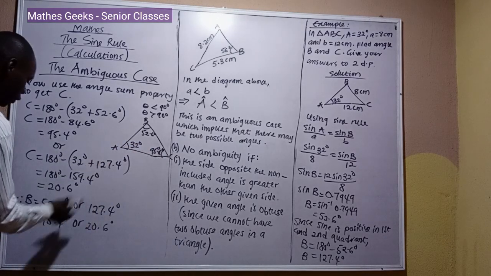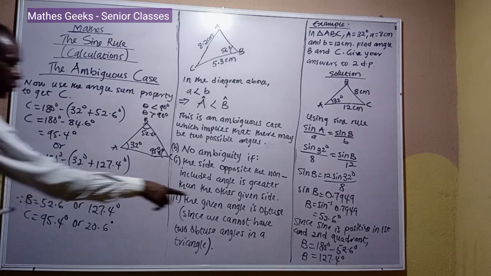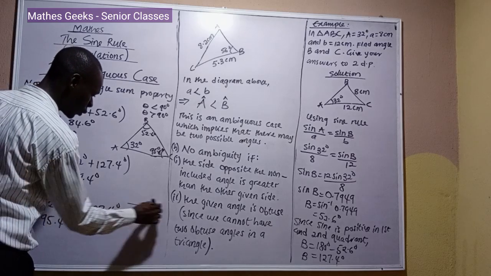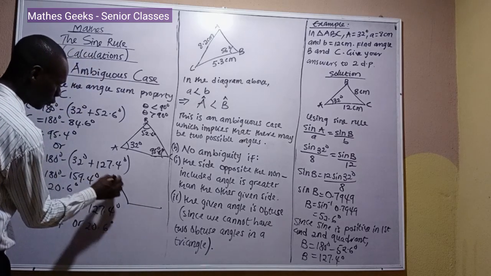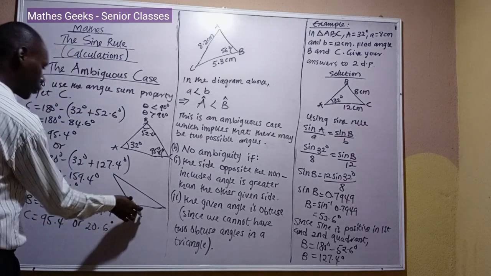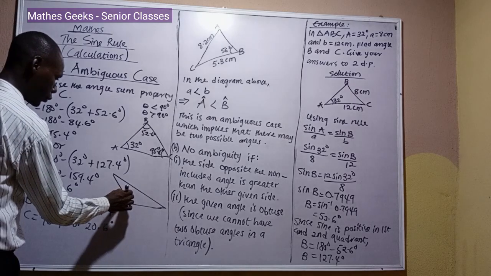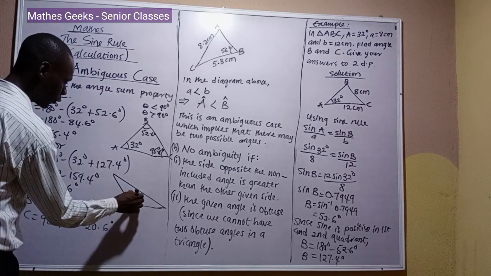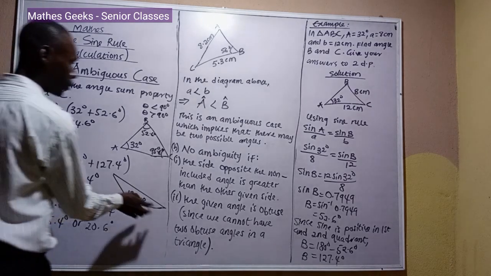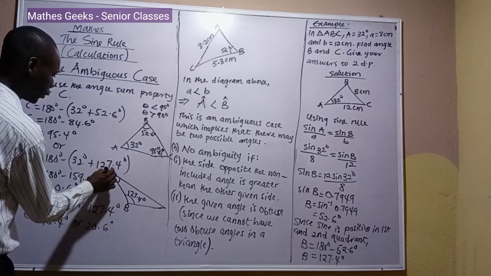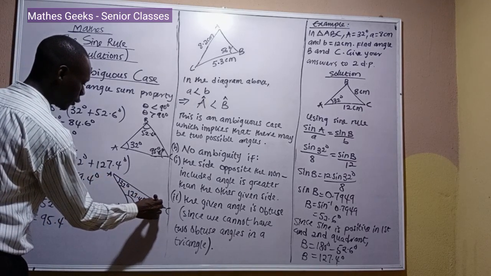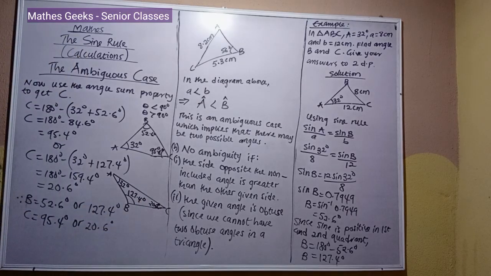Then the second triangle, since B is 127.4 degrees, we're going to be mindful of how we draw the triangle. So we're going to look something like this. Okay, so this is the obtuse angle because it's greater than 90 degrees, 127.4 degrees, so this must be B, and then the others are acute. So A is 32 degrees, and this is C, 20.6 degrees. So these are the two possible triangles.